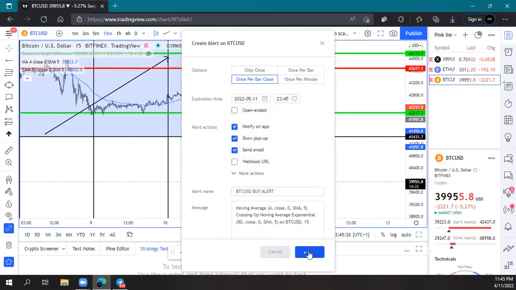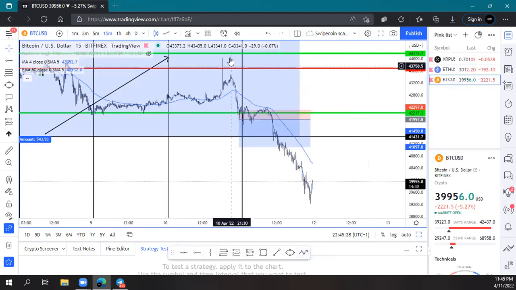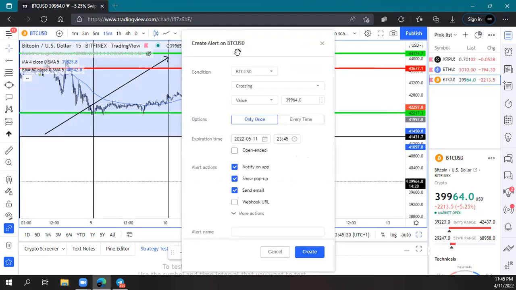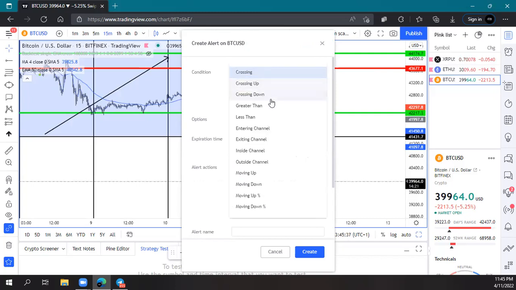BTC buy alert, you create it, right? You come back here again to this clock sign, MA, but this time for the sell. We're trying to do the sell this time around.